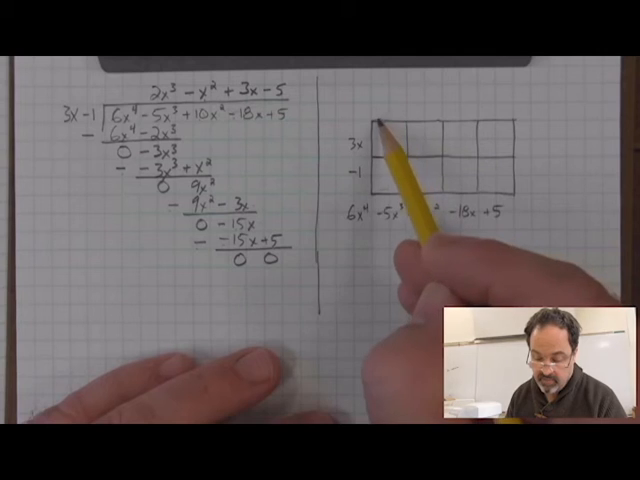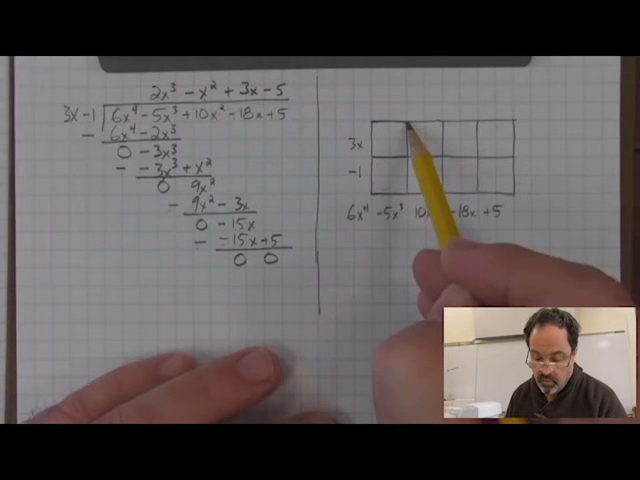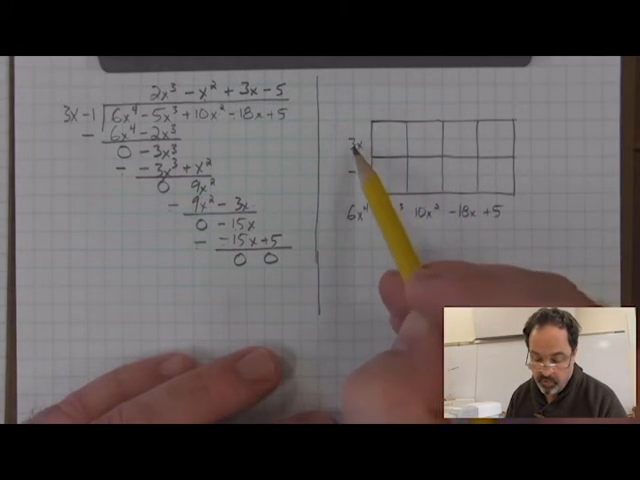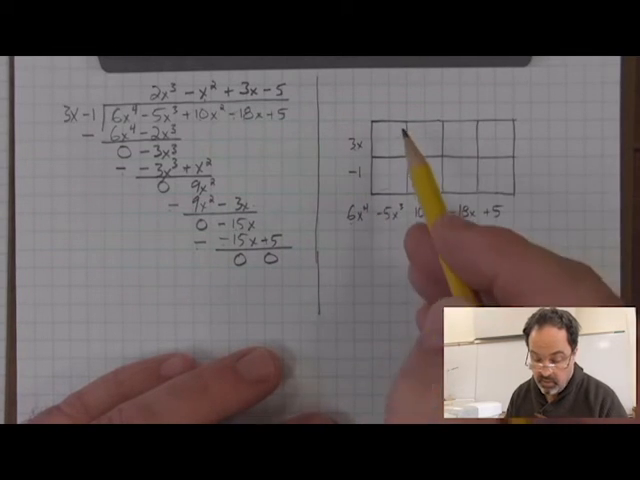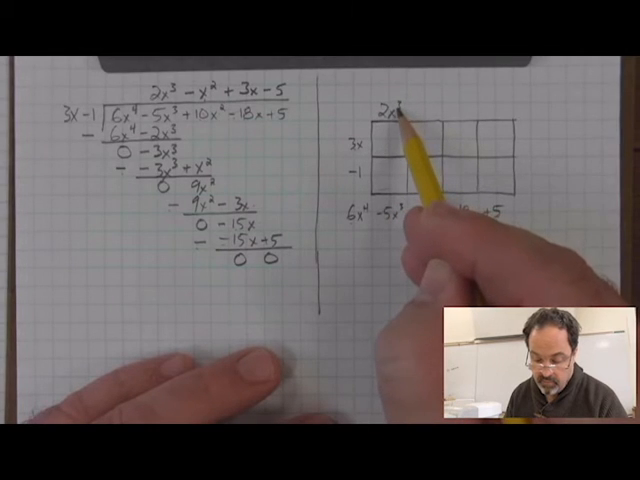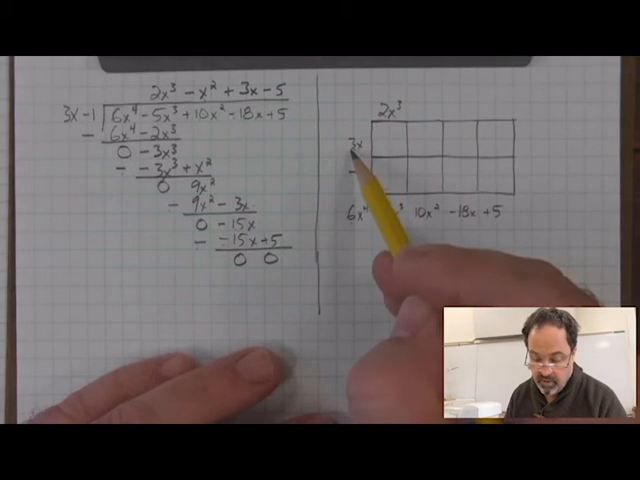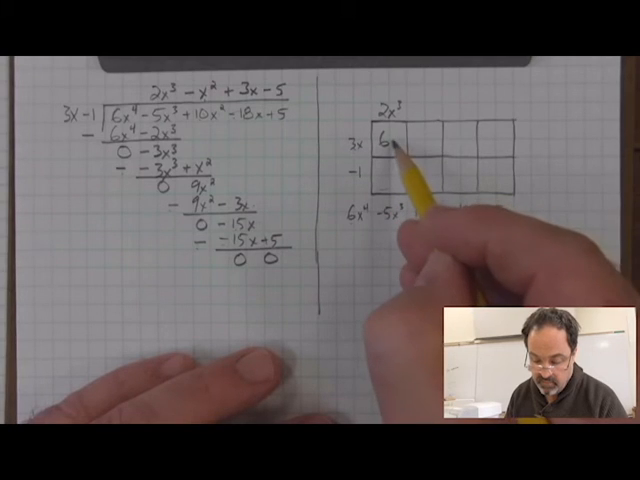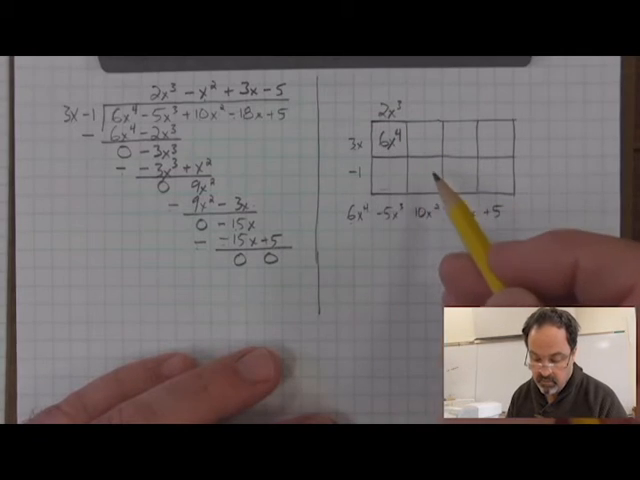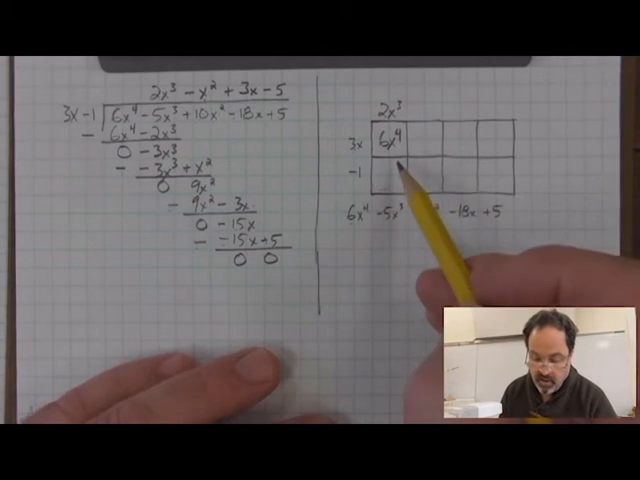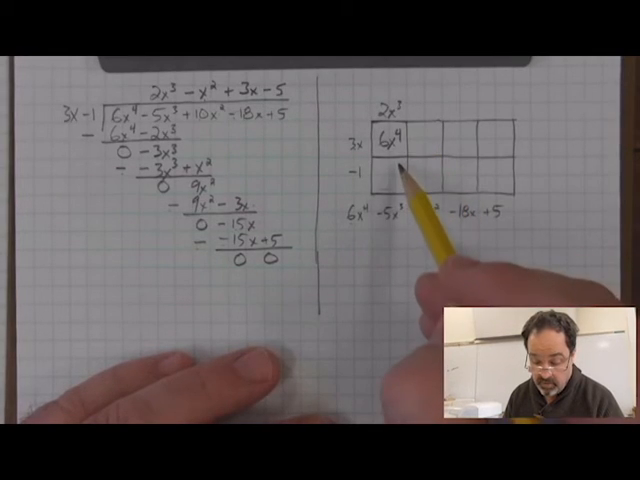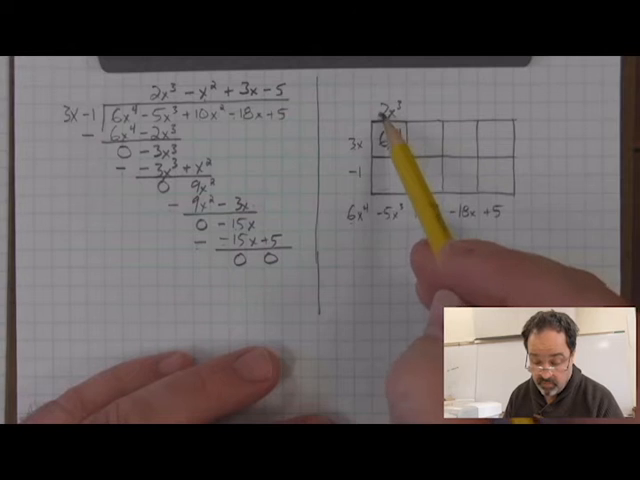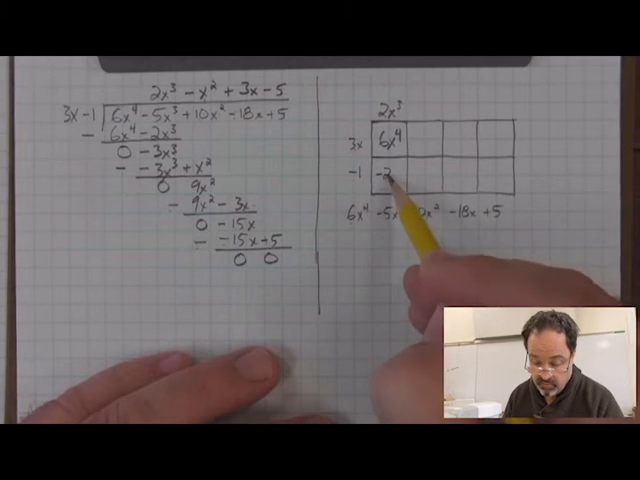I need to place at the top of this square what, when multiplied by 3x, makes the 6x to the 4th. It's going to be 2x to the 3rd. And the product of 2x to the 3rd and 3x is placed inside this box. The contents of the box is the product of the sides. Now that I have this side of this box labeled, I can find the contents of this box by multiplying the 2x cubed and the negative 1. That makes negative 2x cubed.